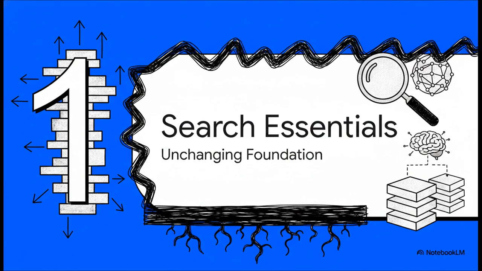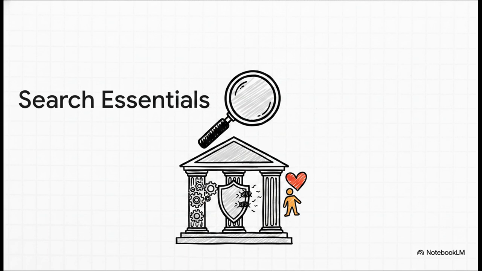Google Search Essentials, the unchanging foundation. Despite all those dramatic headlines claiming traditional SEO is dead, the foundational rules really haven't changed. To even be eligible to appear on Google, whether that's a classic blue link or a shiny new AI overview, your content has to pass three main pillars outlined in the Google Search Essentials.